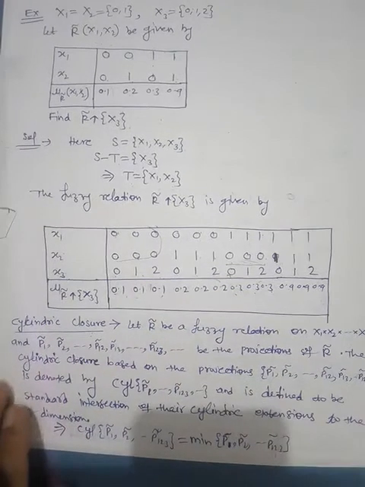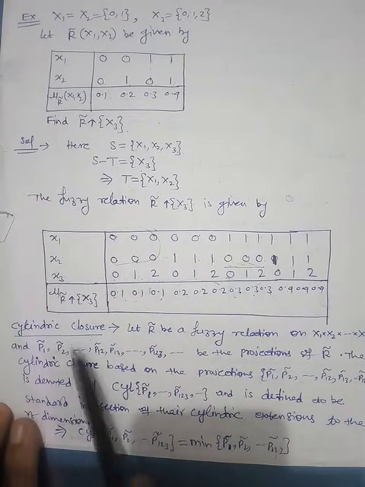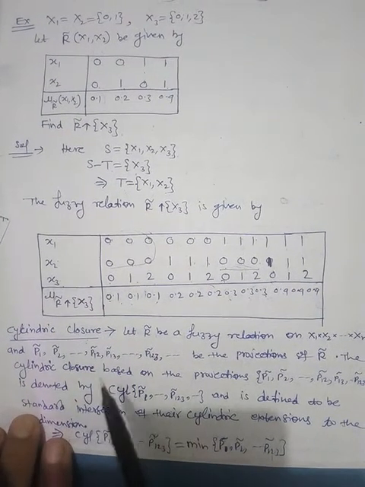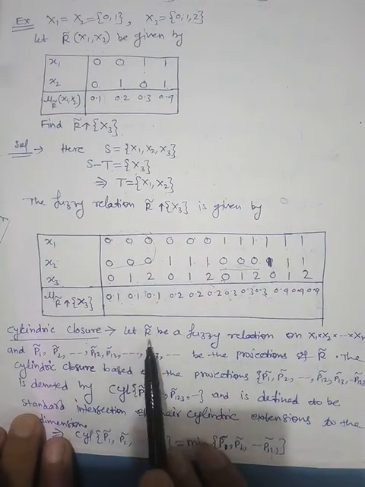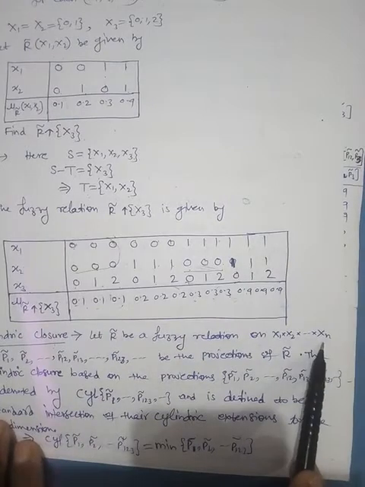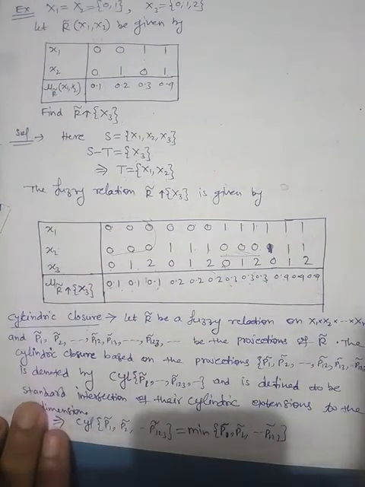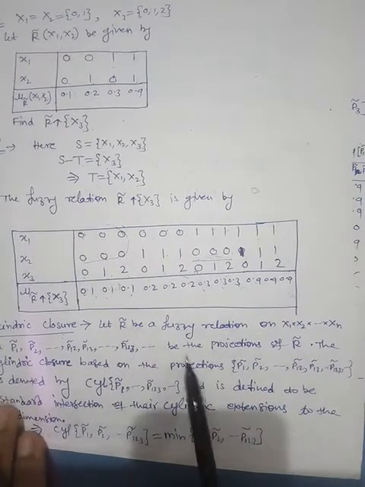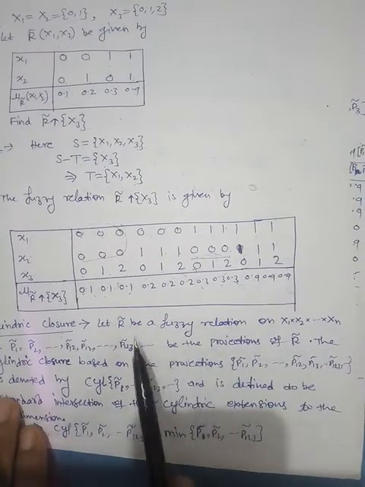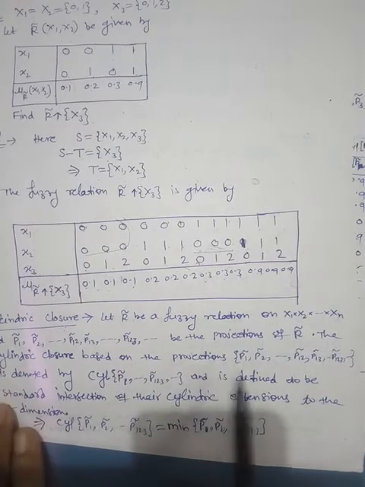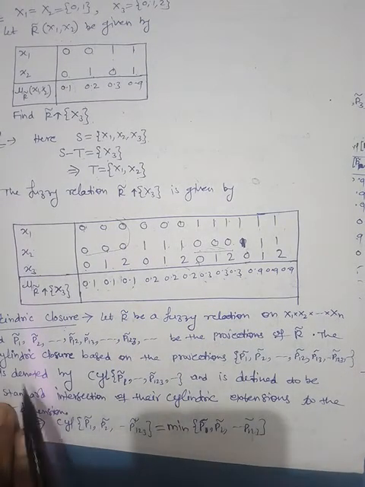Now in this video, I am going to discuss the cylindrical closure. What is the cylindrical closure? Let R be a fuzzy relation on X1, X2, ..., Xn, and let these be the projections defined over these sets, the possible projections of this relation R. Then the cylindrical closure based on these projections is denoted by CYL.